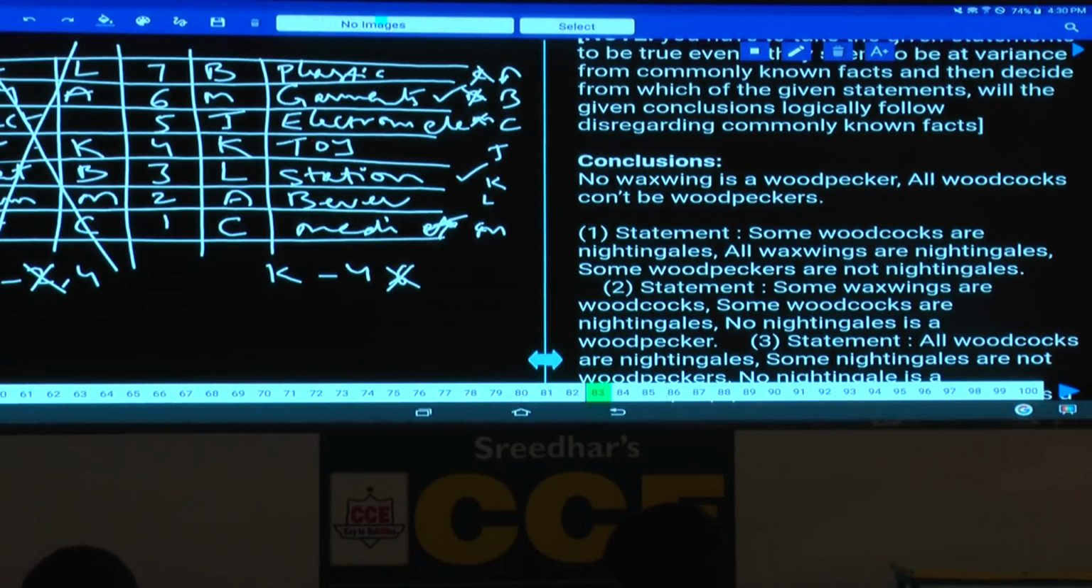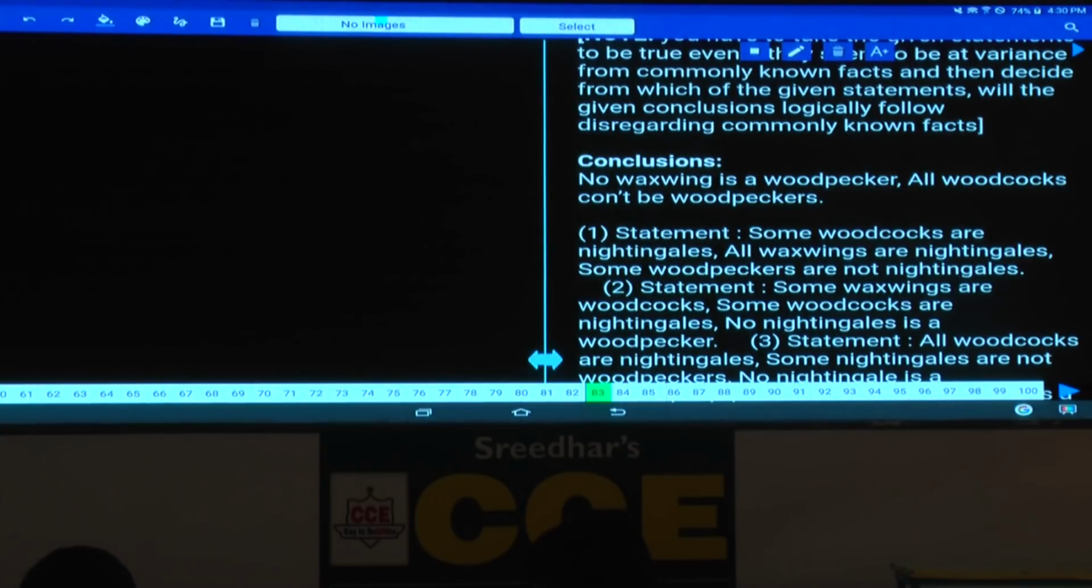Now question number 83, any answer to this one? How far could you remember this case? Recently we have discussed this one, isn't it? All woodcocks cannot be woodpeckers, isn't it? Now this 'cannot be' comes under which category? Possibility, isn't it? In general, for possibility, we should go for a diagram rather than tick and cross. Still, let us check this one.